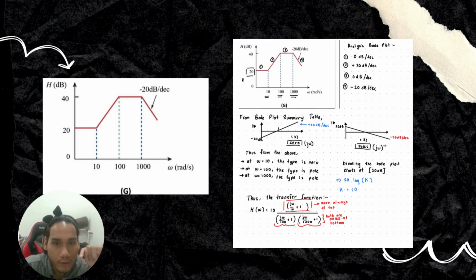And our denominator will have two simple poles because the plot decreases by 20 dB per decade. The first one starting at 100 radians per second will be j omega divided by 100 plus 1, and the second one is j omega divided by 1000 plus 1. So there we have our transfer function for our question G. And I will go on to how to plot our phase plot after this.